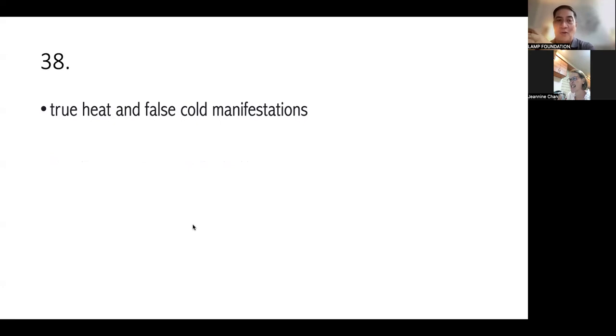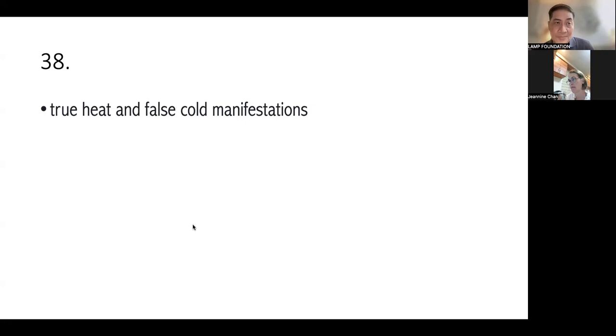True heat and false cold manifestations. Actually, there are many patients who are like that. Kaya I always emphasize, it should always be the tongue. Cold limbs, but aversion to warmth and burning sensation in the chest and abdomen. Deep and rapid pulse.